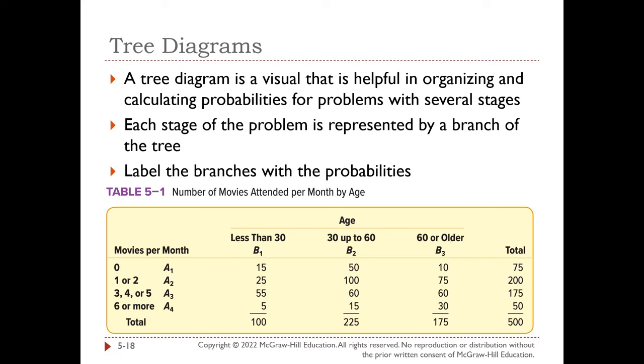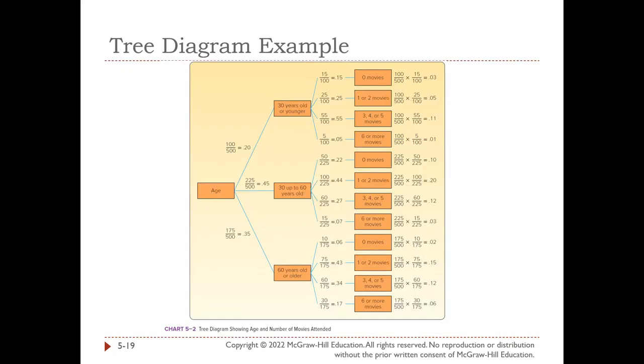So this looks like a survey conducted by the National Association of Theater Managers. 500 randomly selected adults were asked their age and the number of times they saw a movie in a theater. The survey results are organized in our contingency table by the age and by the number of movies attended per month. So, how does this look in a tree chart or tree diagram? Boom. This is a tree diagram. Yes, a lot more fun, would you say?